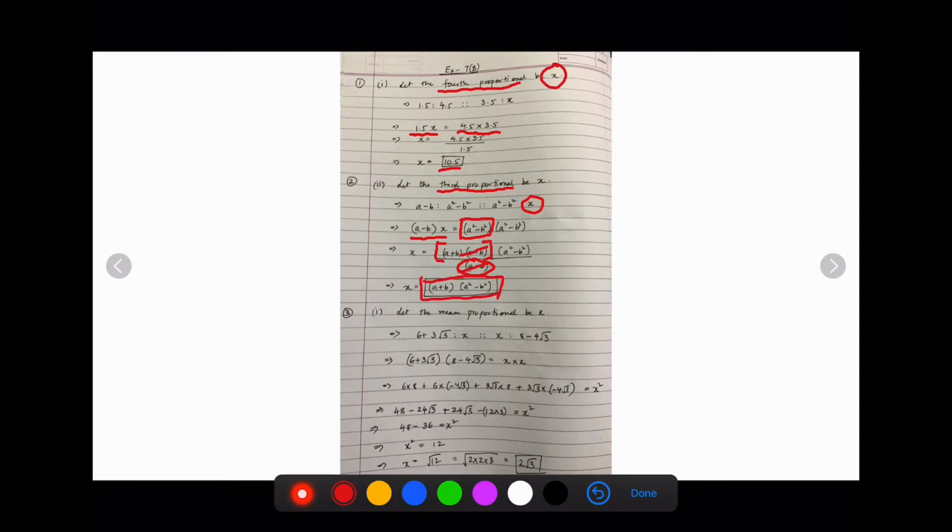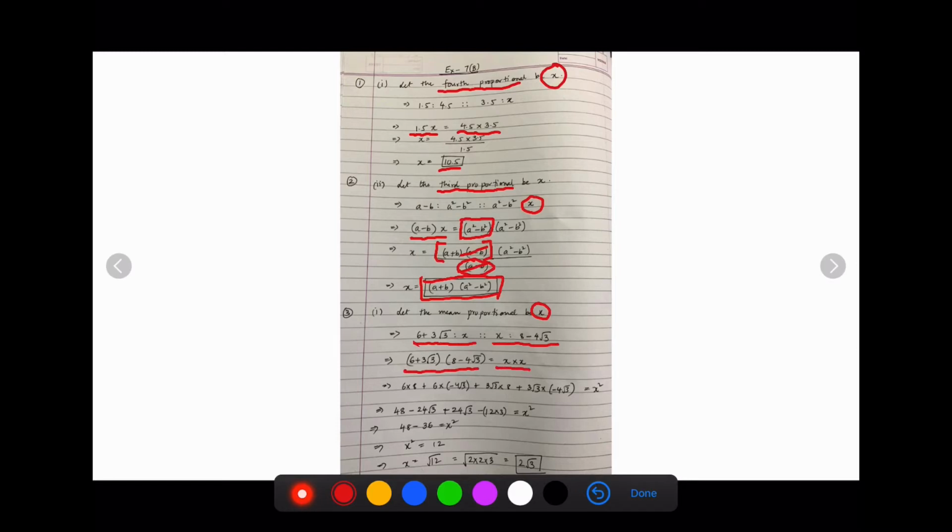In the third question, you have to find the mean proportional. So again, mean proportional means that it's a case of continued proportion. So you can let it be x. Therefore, the given proportion is 6 plus 3 root 3 is to x, as x is to 8 minus 4 root 3. Again, the product of the extremes will be equal to the product of the means. So you can express it like this.